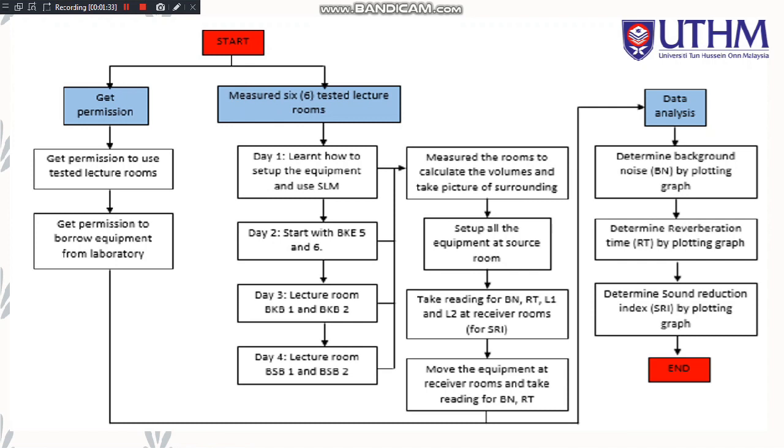And make sure the day to take measurement is on good weather, because when rainy day, it can interrupt the reading and parameters. After finish taking all the parameters, I went to meet with supervisor and discuss about the data analysis. After that, I determine all the parameters by plotting the graph and make the conclusion from the result based on the recommended value.